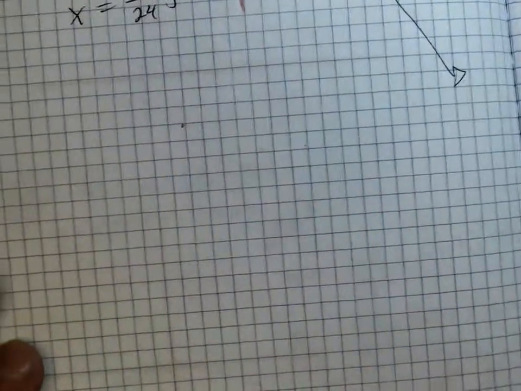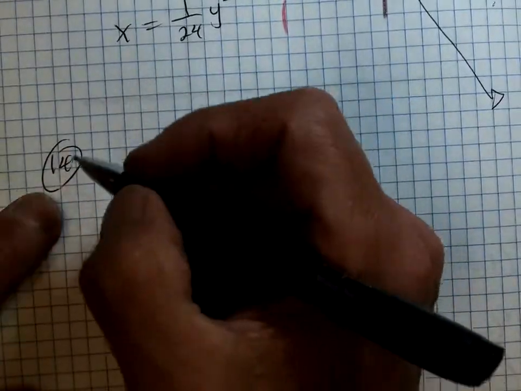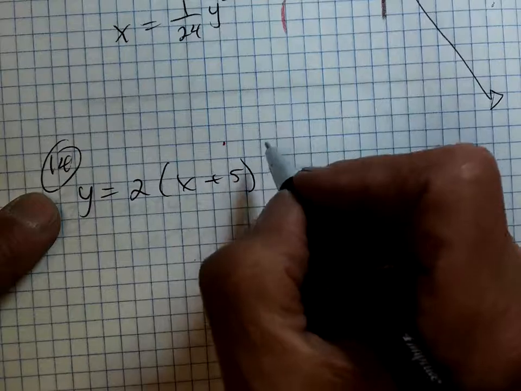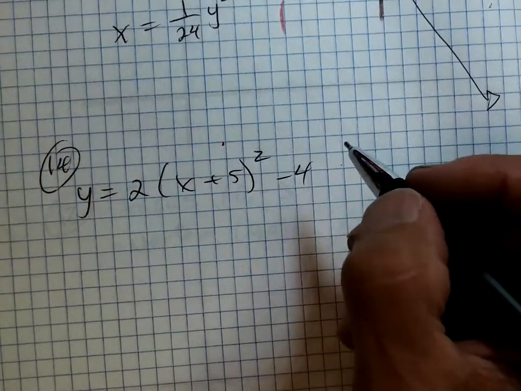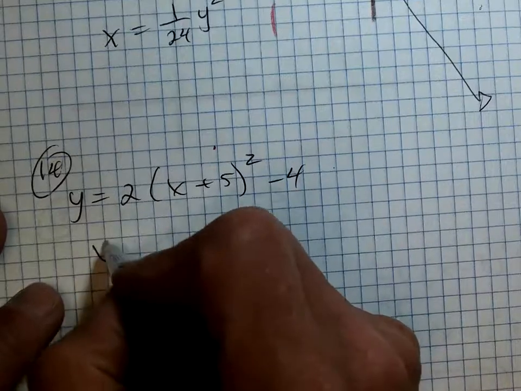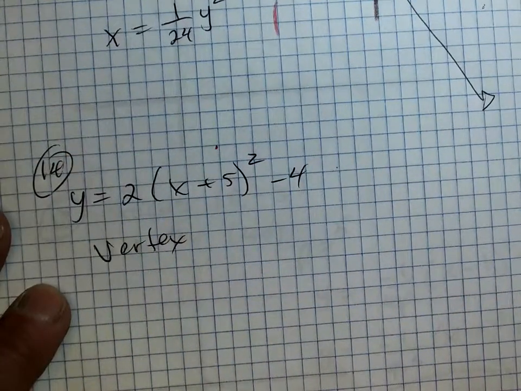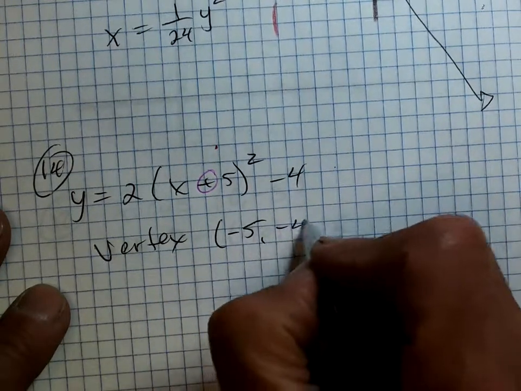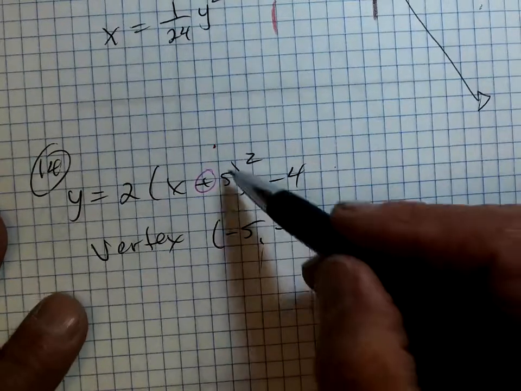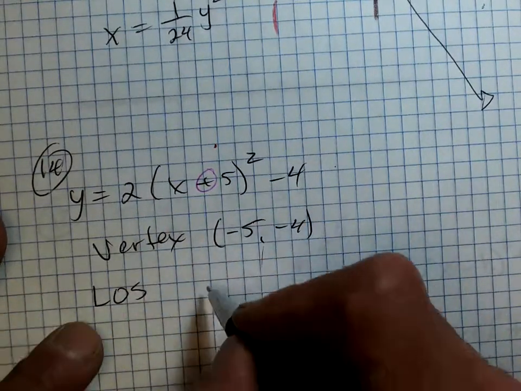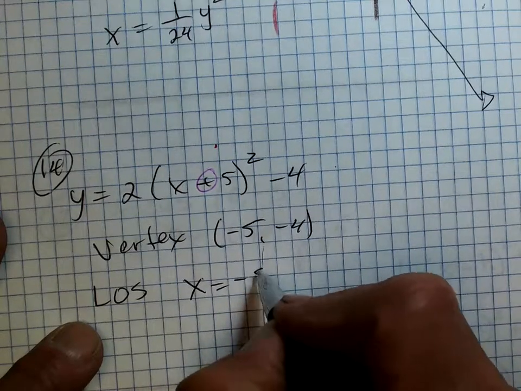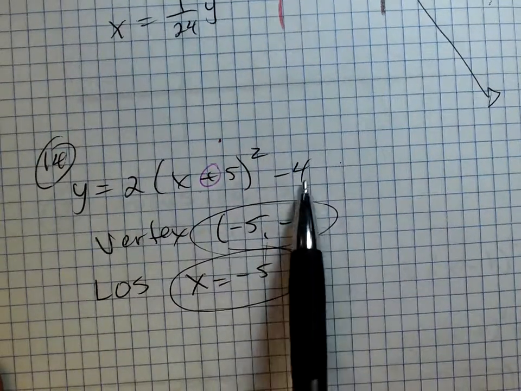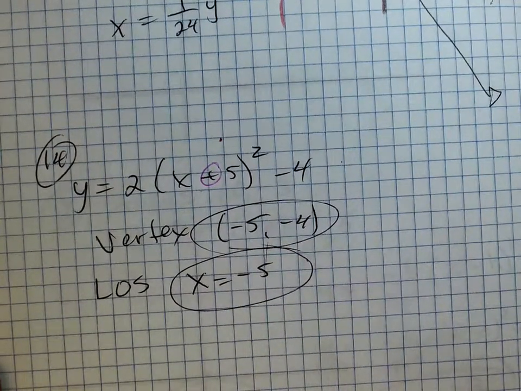Okay, 14. Y equals 2 times x plus 5 squared minus 4. Okay, all we need is the vertex. It's in vertex form. The vertex is, remember, the opposite of that. It's going to be negative 5, negative 4. And we also know that the line of symmetry goes through the vertex, so the LOS, line of symmetry, is x equals negative 5. Don't even need to graph it. It's in vertex form. Opposite, negative 5, negative 4. Line of symmetry goes through the vertex, x equals negative 5. Okay?